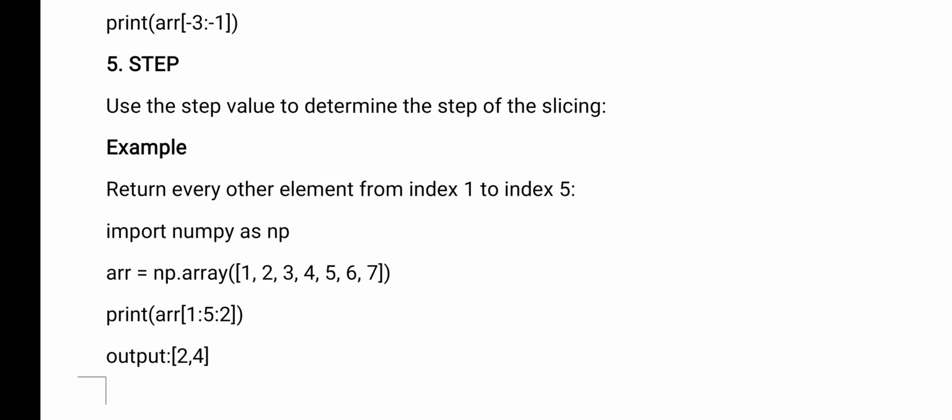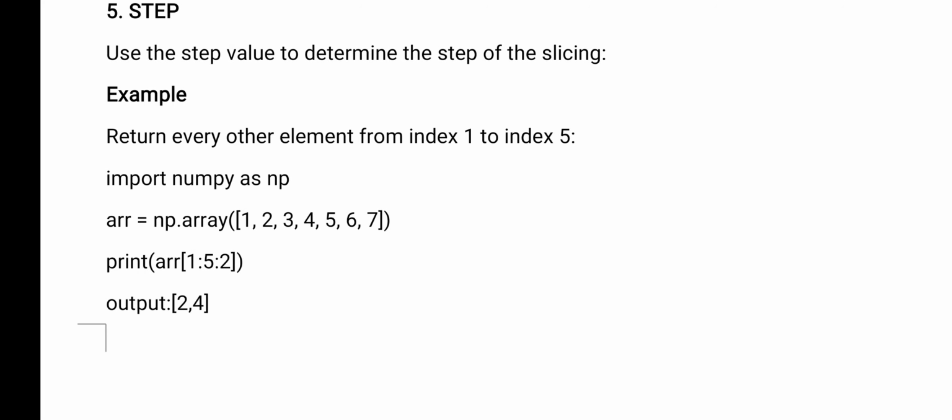Step value means the step of the slicing. I said, no, here how much you want to increment the index number, that is nothing but the step of the slicing. Okay. Now here you see the example. We are extracting elements from index 1 to index 5. So we are retrieving elements 2 to 5. 1 means, actually index starts from 0, no? 1 means the second element, we are extracting from the second element.